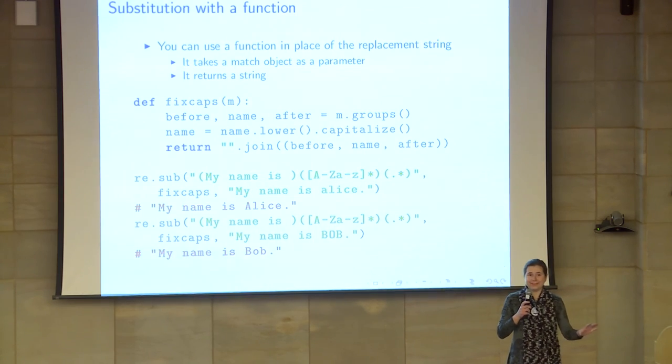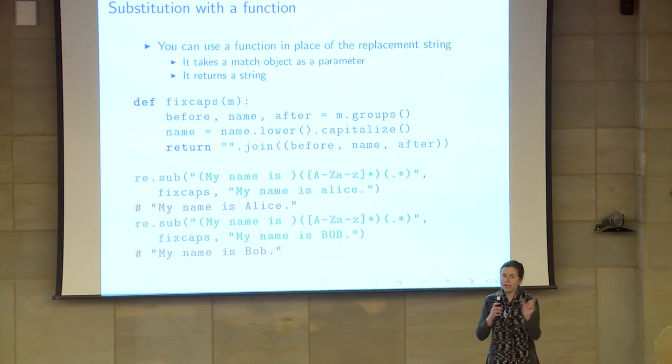The really cool thing about regular expressions in Python, which I think is possibly the single coolest thing if you've come from another language or something like sed, is that instead of a substitution string, or a replacement string, you can use a function. And this function has to take a match object as its input and has to output the string, which is going to be the replacement string. And inside that function, you can do whatever you want, which is great.